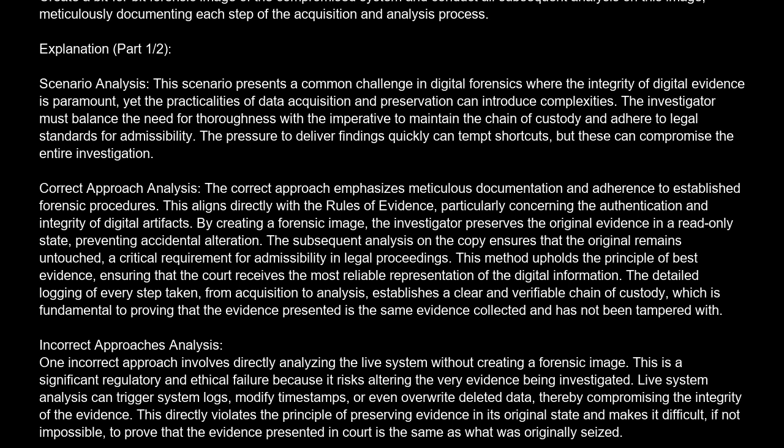Another incorrect approach is to only collect specific files deemed relevant by the investigator, without a comprehensive acquisition. This is problematic because it introduces investigator bias and may overlook crucial evidence. The rules of evidence require that the collection process be thorough and unbiased. By selectively collecting data, the investigator may inadvertently exclude exculpatory evidence or artifacts that could provide context to the alleged crime. This selective collection also makes it challenging to establish a complete chain of custody for all data that was present on the system at the time of seizure.